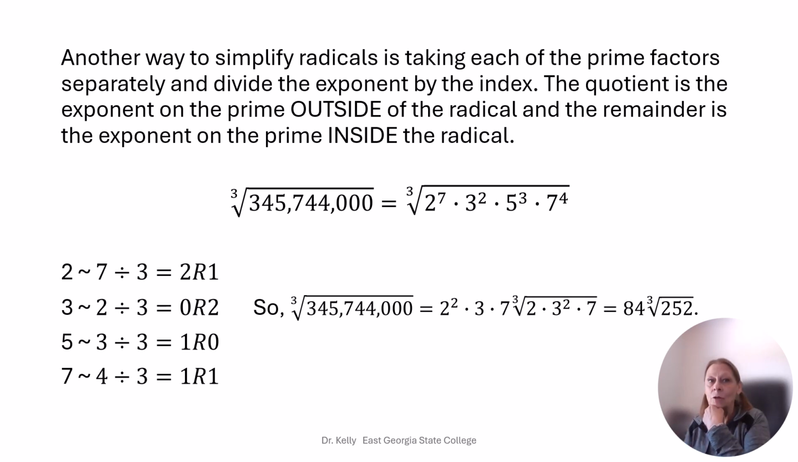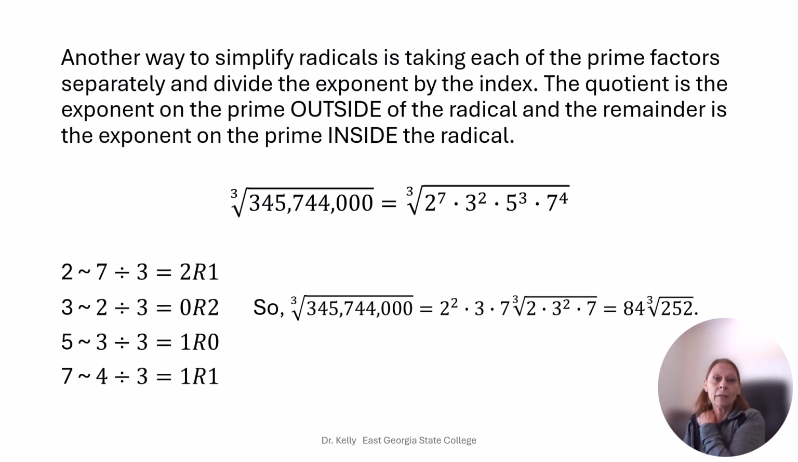Another way to simplify radicals is by taking each of the prime factors separately and dividing the exponents by the index, okay? The quotient part becomes how many of those primes are represented outside of the radical, and the remainder is how many of those primes are left represented on the inside. So let's take a look at this cube root of 345,744,000. Okay, I have prime factored it out completely, and I wrote it in terms of those exponents, in that really neat form there.